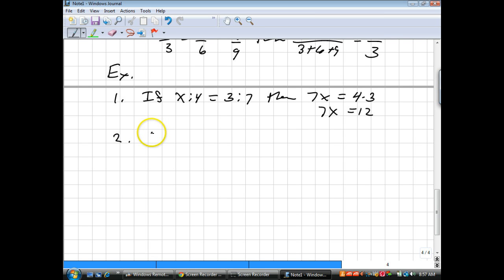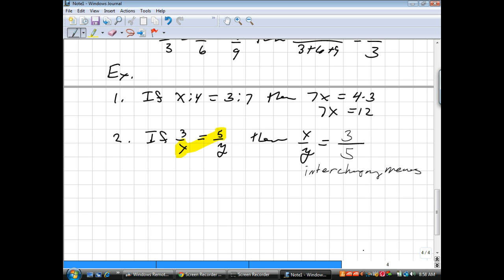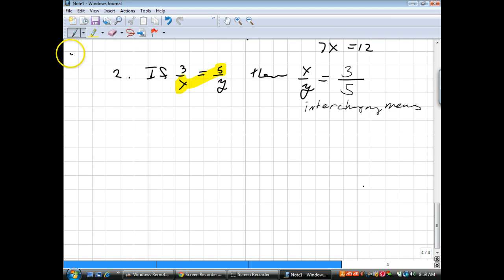Number 2, if 3 over x equals 5 over y, then x over y has to equal what? Okay? Well, notice that x moved over the y, so that means the 5 has to come under the 3. Okay? So that has 3 over 5. And that was the property of interchanging the means. Okay? And by the way, when we use these in a proof, for a reason, we would just say a property of proportions. Okay? Number 3.